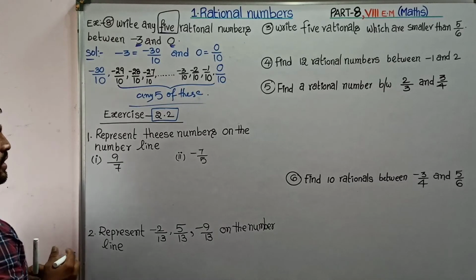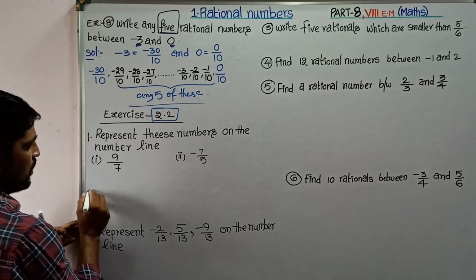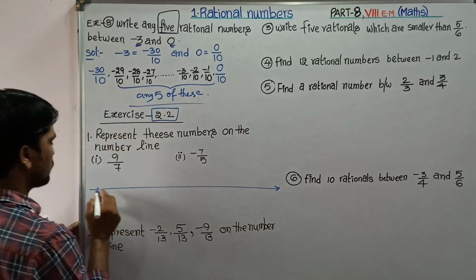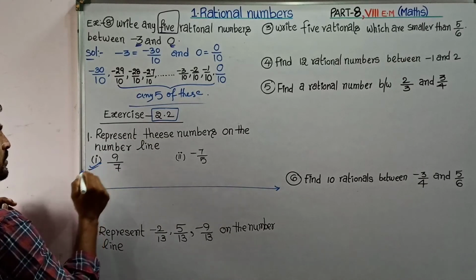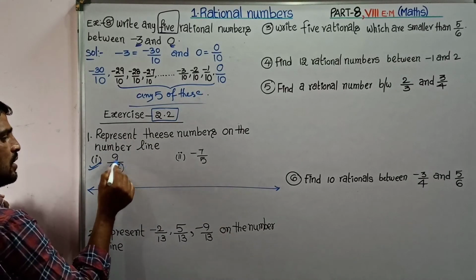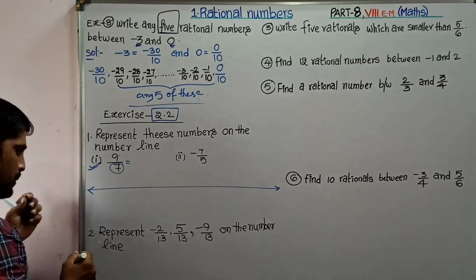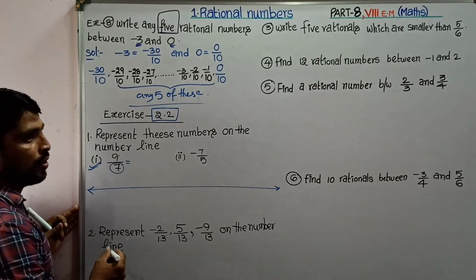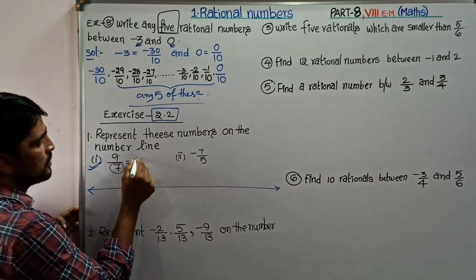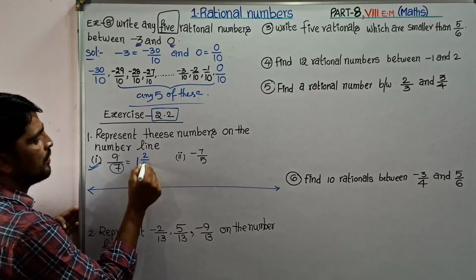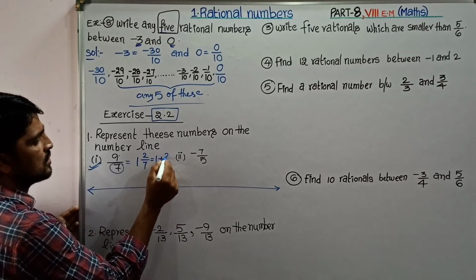Represent these numbers on the number line. Consider a number line. First one, solution. As the denominator is 7, the numerator is 9. That is, the numerator is more than the denominator, so it is an improper fraction. This can be expressed as 1 whole 2 by 7, that is 1 plus 2 by 7.